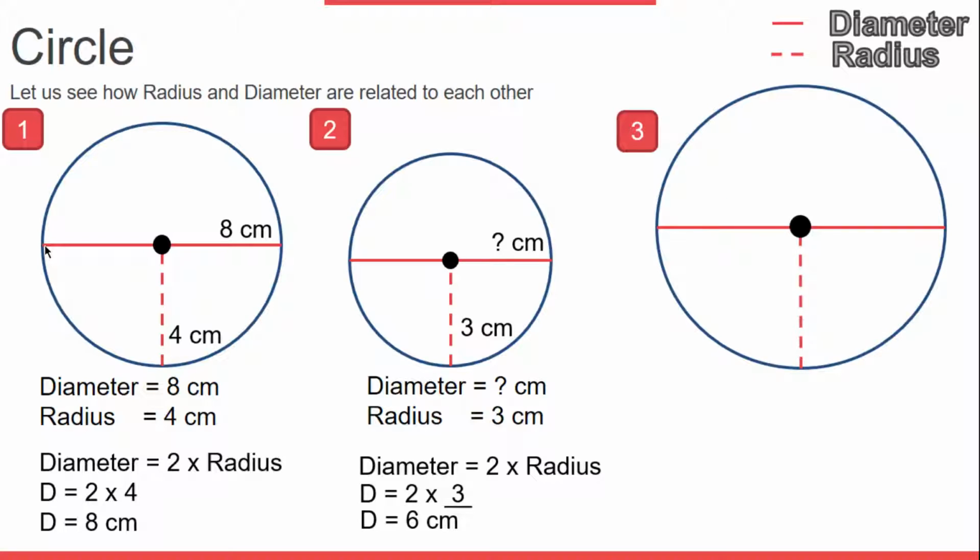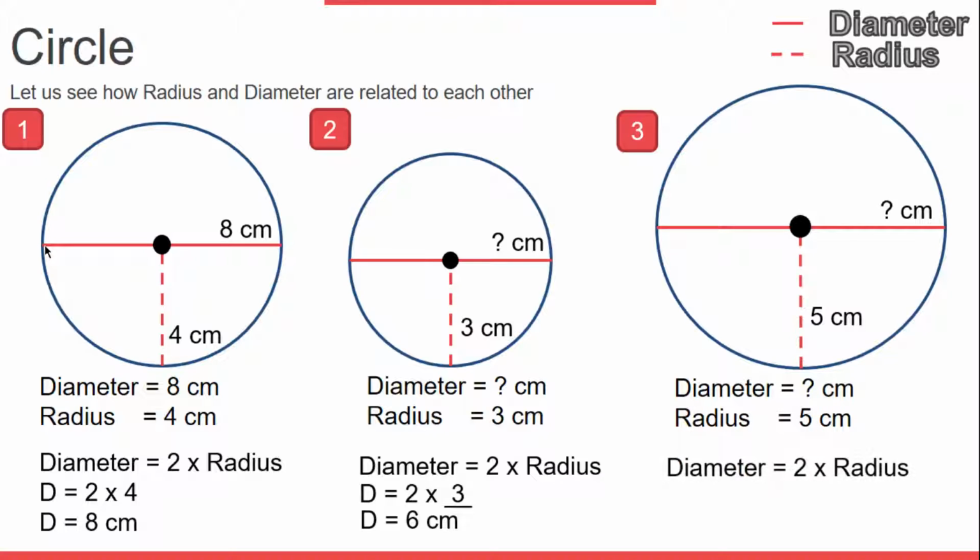Here you can see the circle is comparatively larger, and the data given to me is that the radius is 5 centimeters and the diameter is unknown. Okay, and we know that the formula is diameter equals 2 into radius.